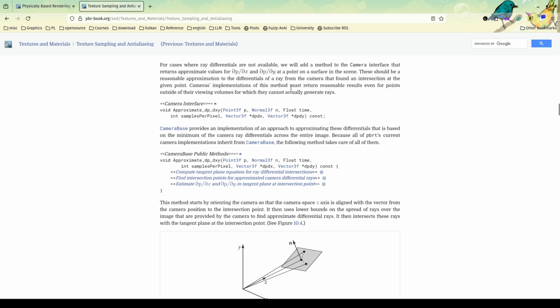For cases where ray differentials are not available, we will add a method to the camera interface that returns approximate values of partial p partial x and partial p partial y at a point on a surface in the scene. This should be a reasonable approximation to the differential of the ray from the camera that found the intersection at a given point.